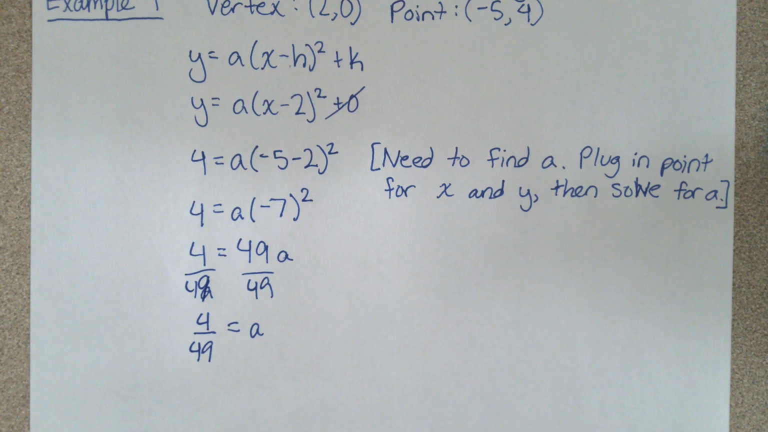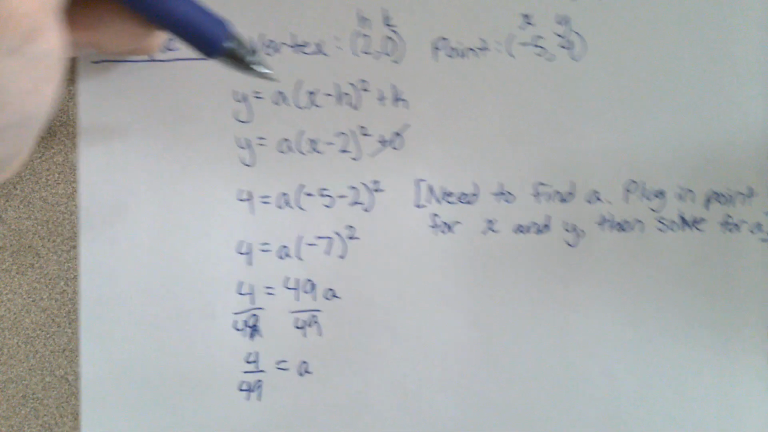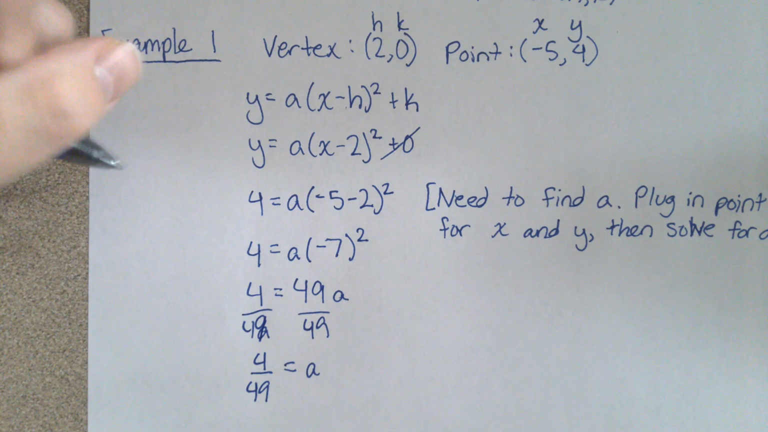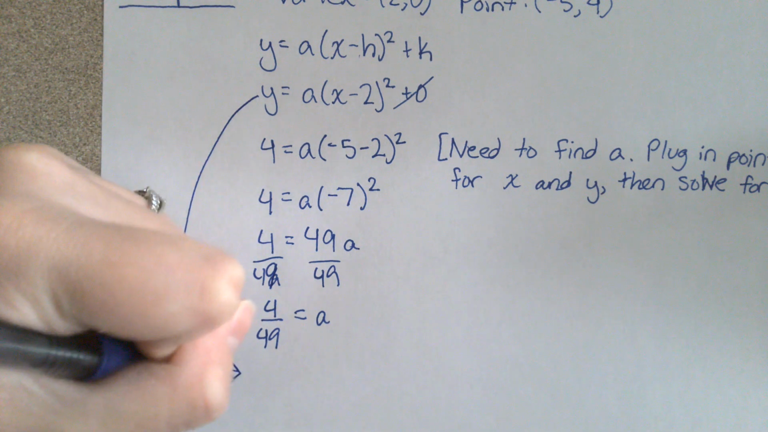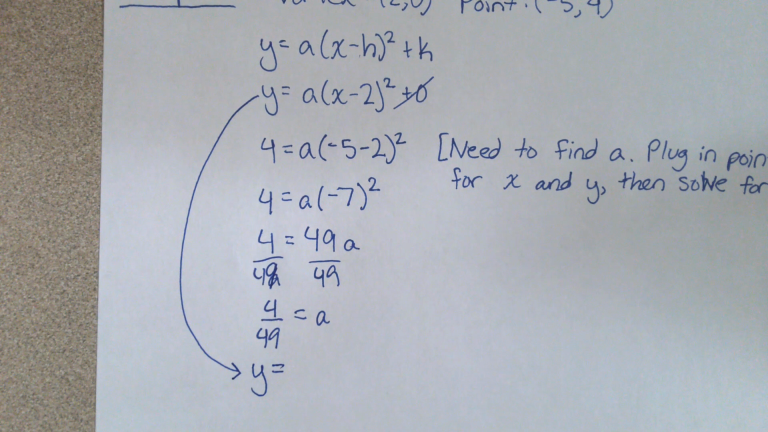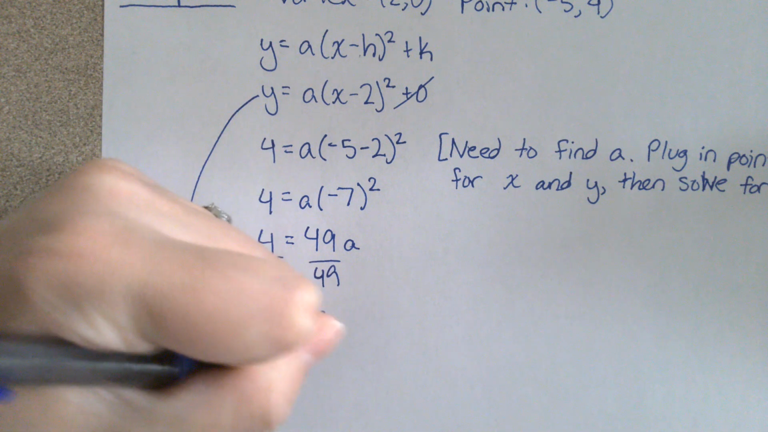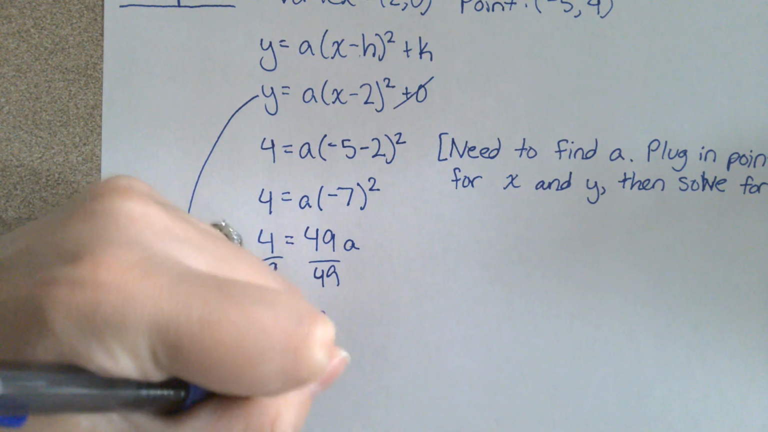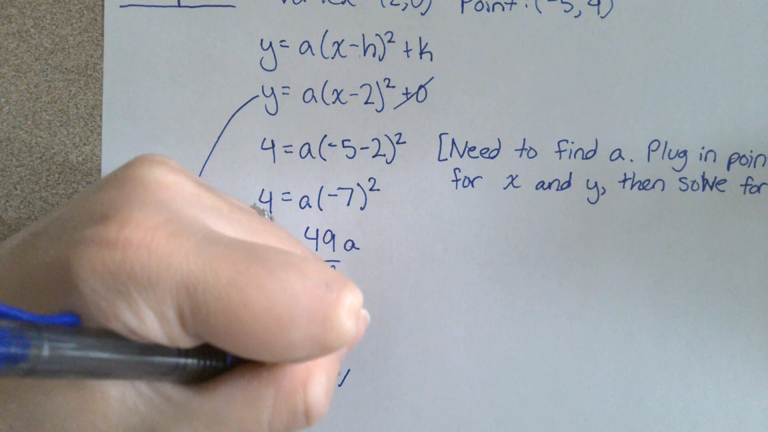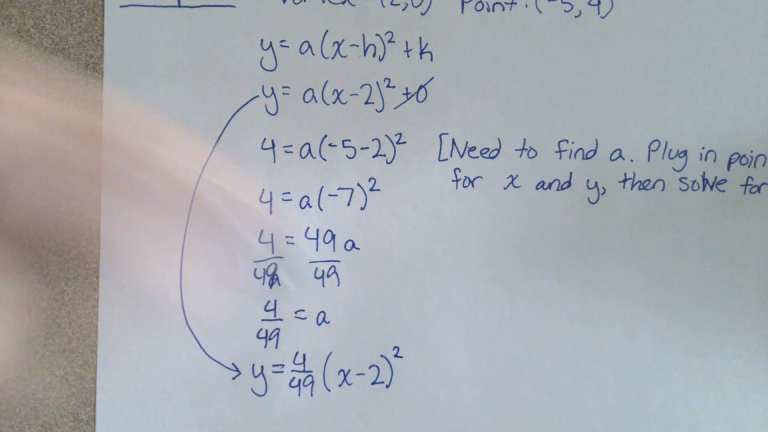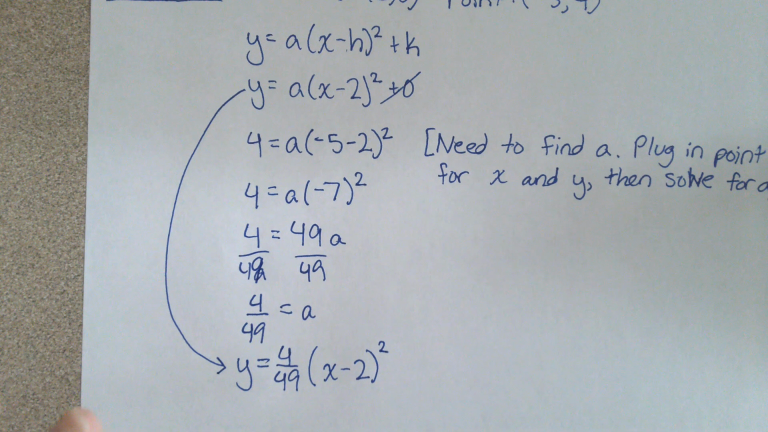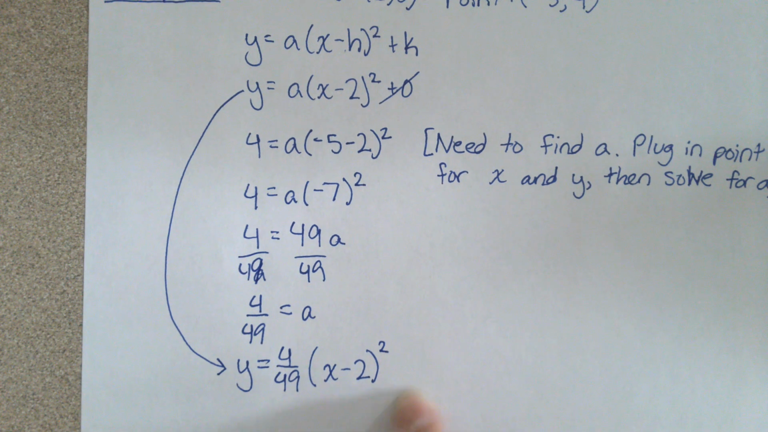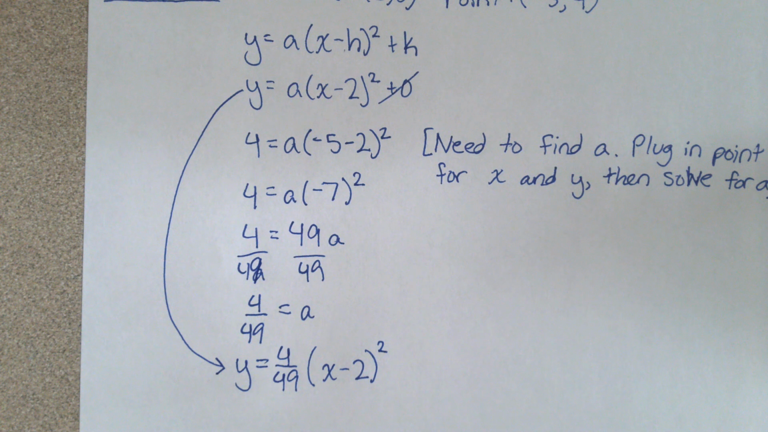So now we can substitute it back in. So this was our equation almost. So now we're going to take this equation, and now we have y equals 4 over 49 times (x minus 2) squared. That is the full equation for these 2 points. For our given points, the vertex is positive (2, 0), and then (-5, 4) is a point on this graph.